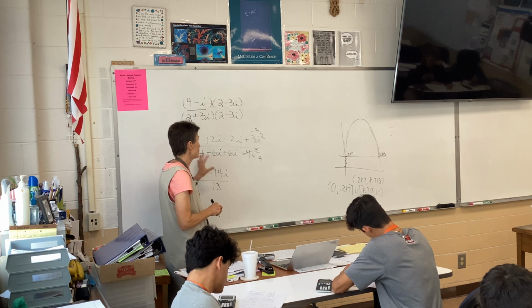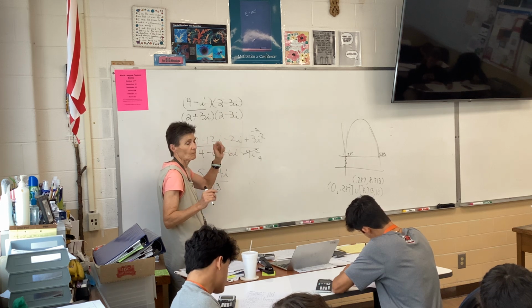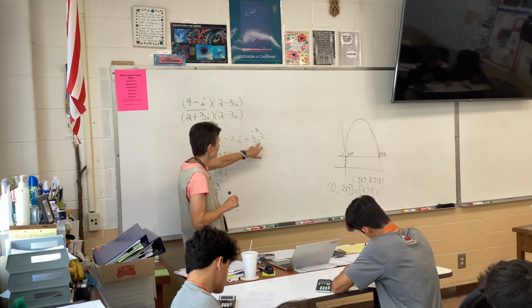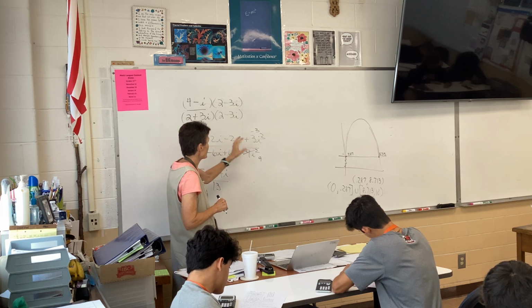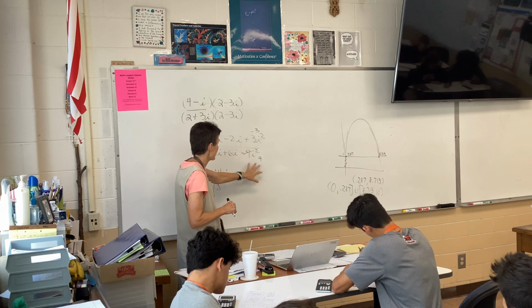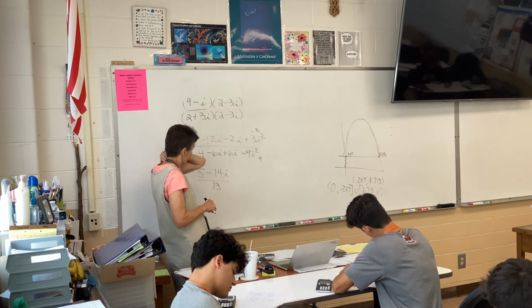Yep. So when I do this, the foiling is easy. I foiled for a long time. But I have to remember that i squared is negative 1, so this became a negative 3, this became a positive 9.